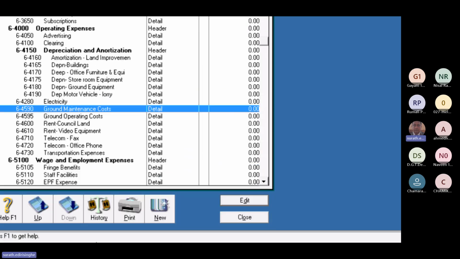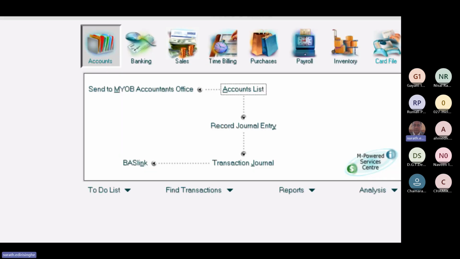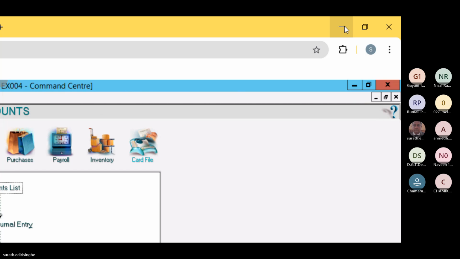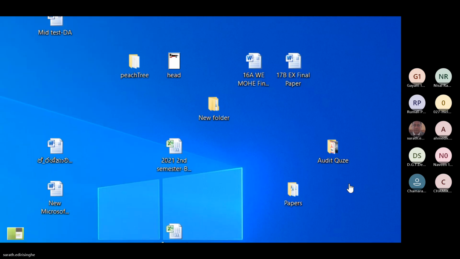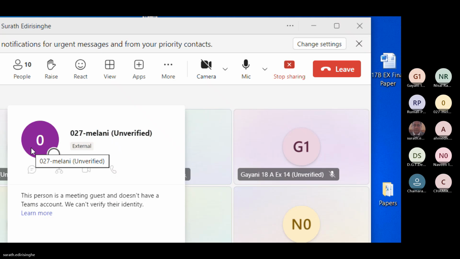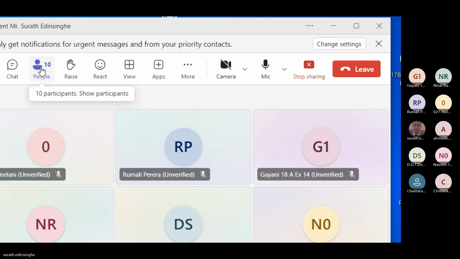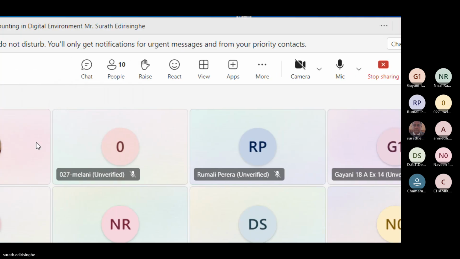Any other question from your side, students? Any questions? Kumari? Melanie? Gayani? Only 9 students are in the class. No, sir.